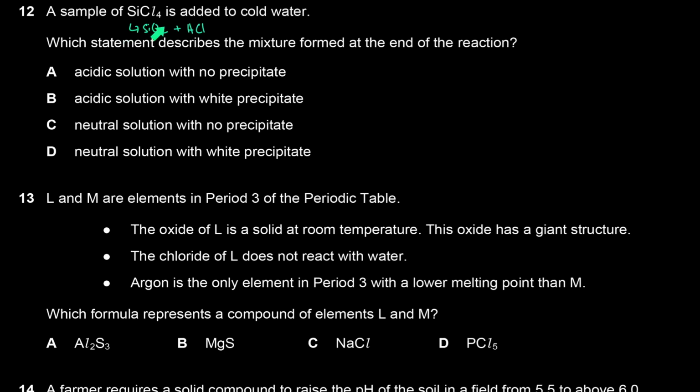So you're forming an acidic solution, and SiO2 is a white precipitate. So you're forming an acidic solution with a white precipitate. Okay, so the answer here is B.